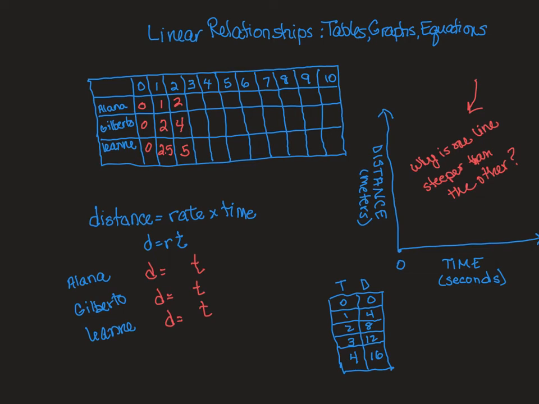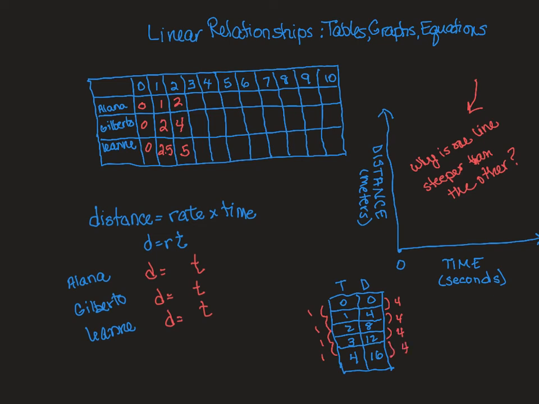Right at the bottom here, I have a table, and I just wanted to make sure that we remember that if the relationship between two variables is linear, as the x, or in this case, the t, goes up by 1, 1, 1, 1, 1, the other side has to go up by the same amount. In this case, it's 4, 4, 4, and 4.